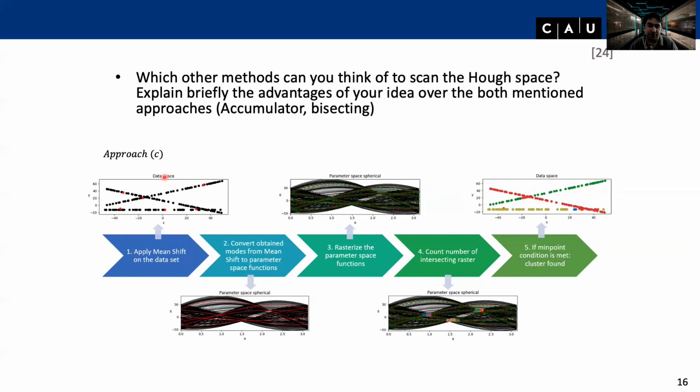So this approach C has as a novelty applying mean shift first, taking those modes that are the prototypes or representatives of the mean shift clustering, rasterizing them, so making a lot of squares or boxes around them, and then counting the overlapping boxes, and that's it. If min points, so if at minimum that many squares or boxes are overlapping, then it is considered one cluster, and we start assigning those objects to that particular line.